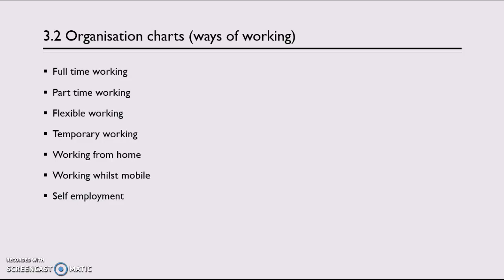So, although it says organisation charts, this also covers the ways of working. It's a strange phrase, but again, on the syllabus, it's listed these different ways of working. It's, I think, mainly based around the more flexible type of working that's going on, but it also covers the basics like full and part-time working. We normally say in this country full-time working is anything over 36, 40 hours a week, and then part-time is anything underneath that.